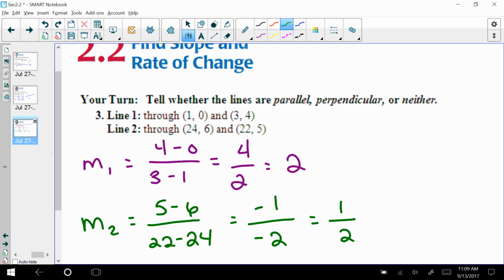In order for a line to be parallel, it has to have the same slope. In order for a line to be perpendicular, it has to have the negative reciprocal slope. In this case, we just have the reciprocal slope. So in this case, these lines are neither perpendicular nor parallel.